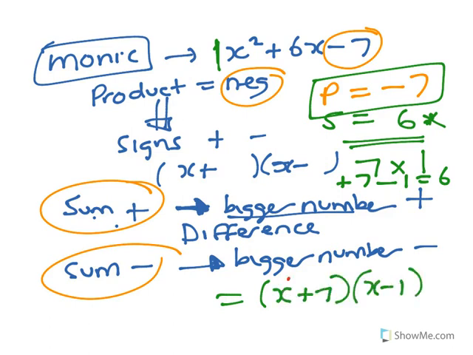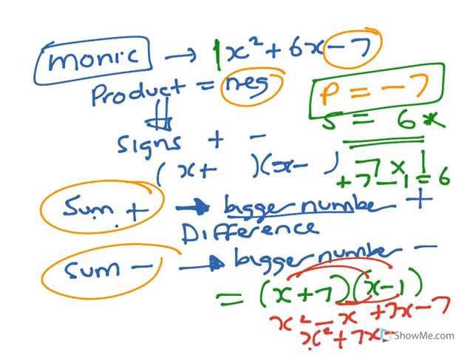Now let's just check on that. So you get x squared minus x plus 7x minus 7, which is x squared plus 7x. Oops, not minus. Straight. Silly me. This one's totally wrong. Can you ignore that?